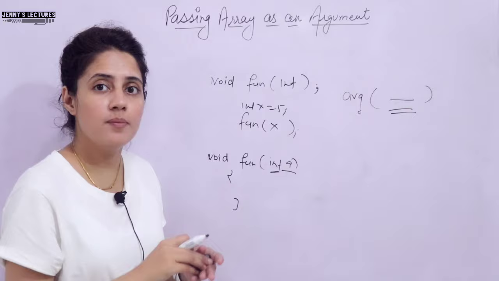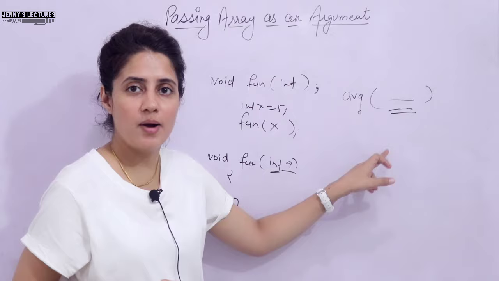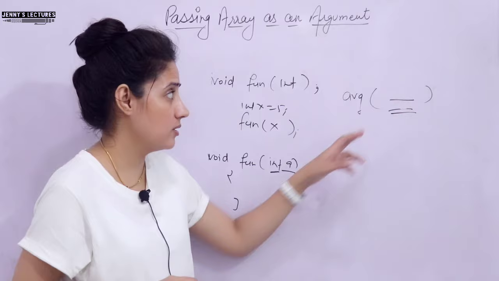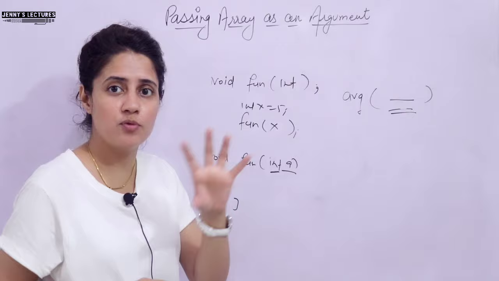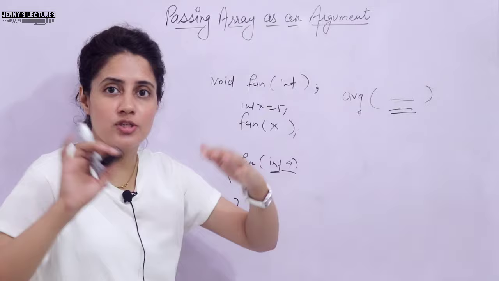Individual variables, each containing the marks of one student, is also one way, but obviously that is not a good practice. We are not going to pass 60 values or 60 variables here. So rather than this, to store marks of 60 students, the same type of data, what do we use? Array, right? So rather than passing 60 variables or 60 values, we can simply pass an array.